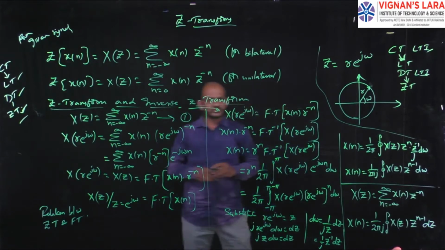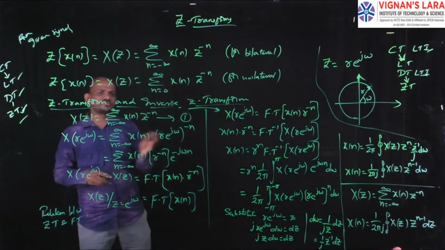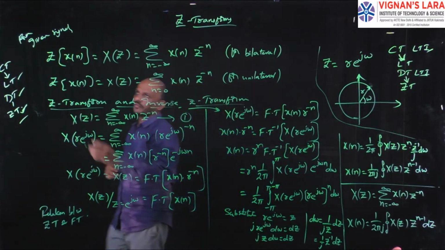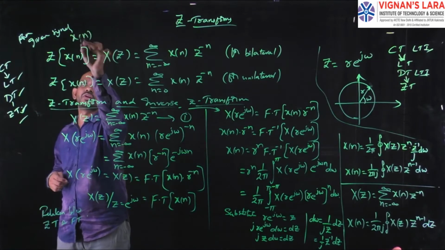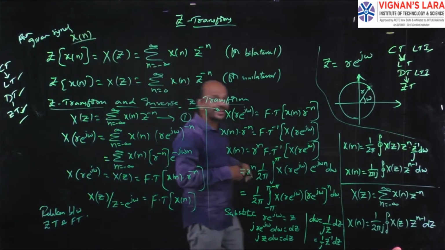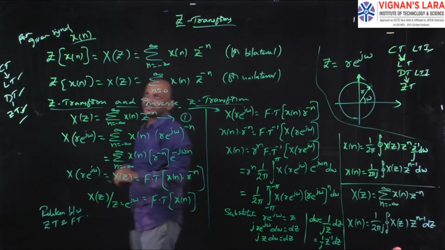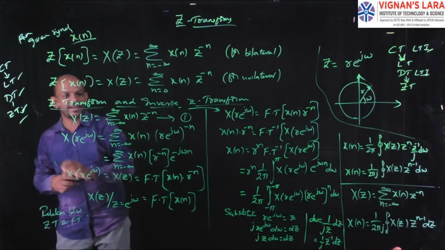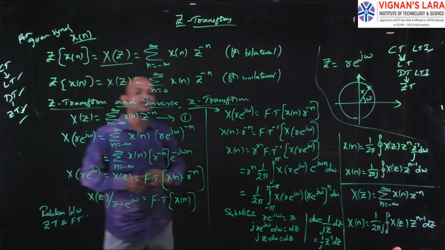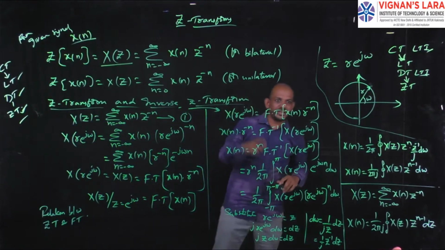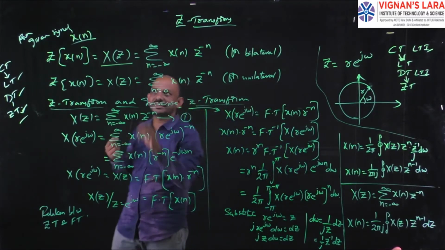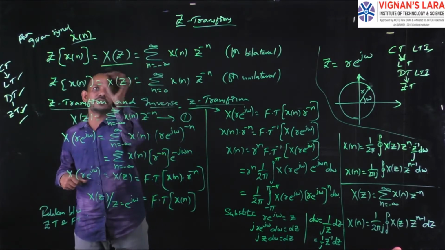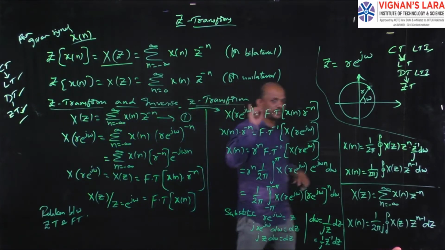Now, how do we find the Z transform for a given signal? Simple. For a given signal x of n, we all know a discrete time signal is represented with x of n. The Z transform will be represented as Z of x of n, that is the Z transform of x of n, or simply we can represent it as capital X of z. Whereas the Laplace transform is represented with capital X of s because it is in the s domain, and this is in the z domain. Hence we represent it with capital X of z. So that is the s domain, this is the z domain.